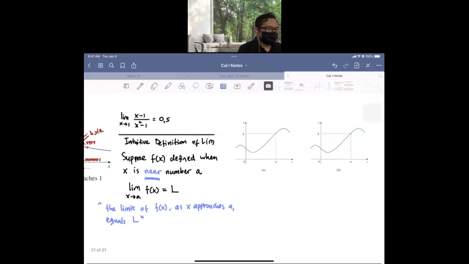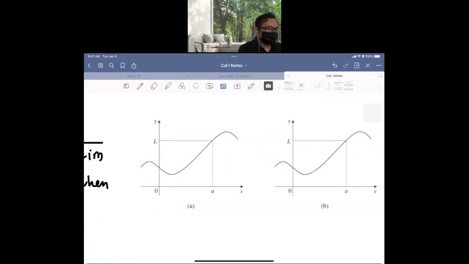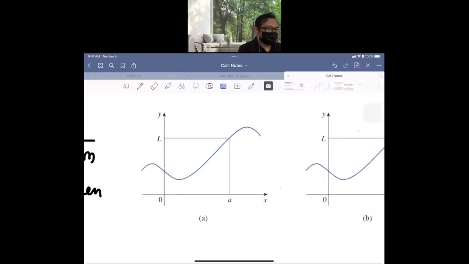Okay, so let's say we have three random functions here. The first one is just a regular graph, continuous. It doesn't really have anything to worry about, and there's no hole whatsoever, right? There are no undefined points. So we can find the limit easily. As x approaches a, the limit will be L.